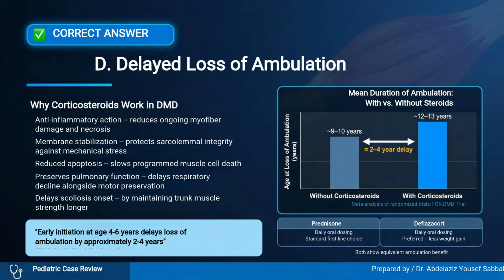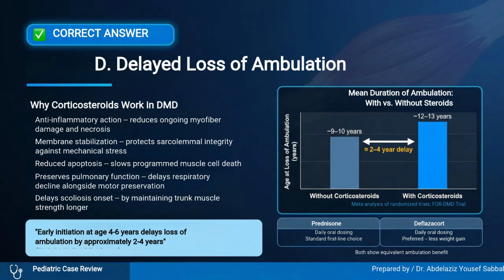Corticosteroids also preserve pulmonary function by delaying respiratory decline alongside motor preservation, and they delay scoliosis onset by maintaining trunk muscle strength longer. The most significant documented benefit from the FOR-DMD trial evidence is that early initiation at age 4 to 6 years delays loss of ambulation by approximately 2 to 4 years.